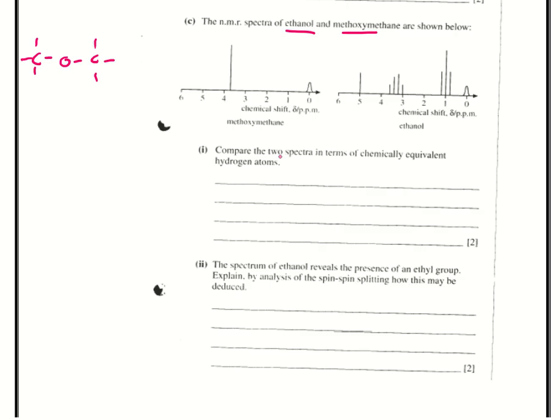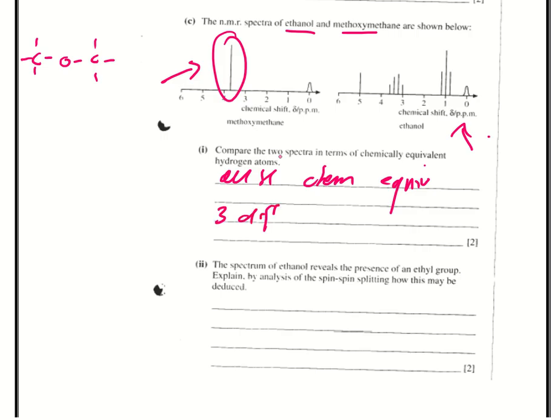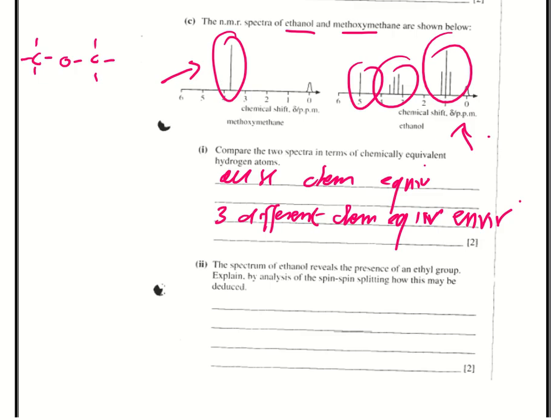That is methoxymethane. Okay, well, if we look at this spectra here, we simply have one environment, so therefore all the hydrogens are chemically equivalent. And if we look over here at ethanol, we can see that there are three different chemically equivalent environments. Okay, just looking at how many signals there are: 3 in one and 1 in the other.